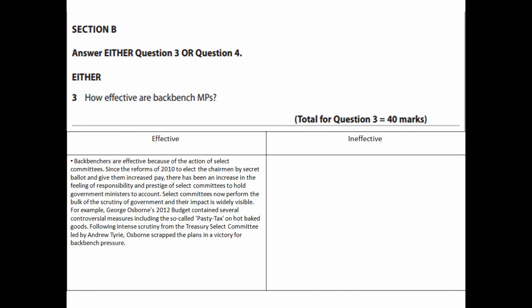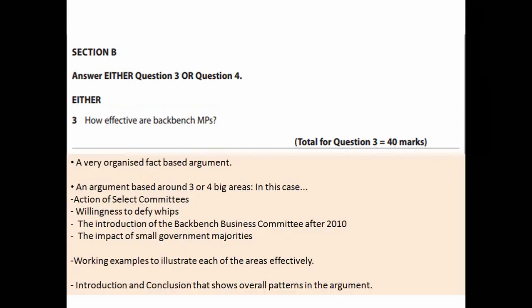For example, George Osborne's 2012 budget contained several controversial measures, including the so-called pasty tax on hot-baked goods. Following intense scrutiny from the Treasury Select Committee, led by Andrew Tyrie, Osborne scrapped the plans in a victory for backbench pressure. There's some great intellectual skill there. He's really made a strong argument, but there's a good, working, up-to-date example as well. It's what the examiner wants to see for these longer style essay questions.